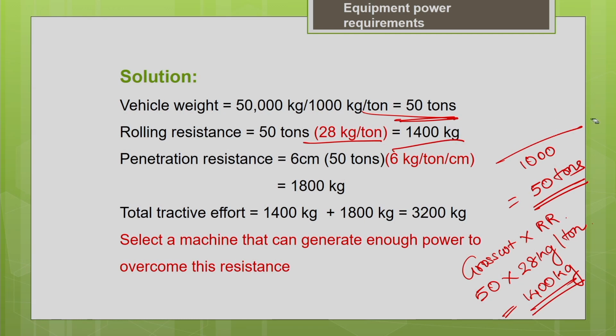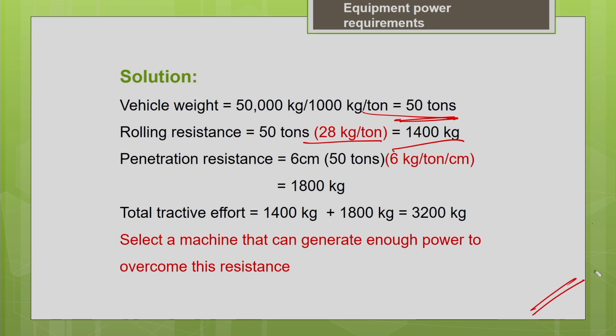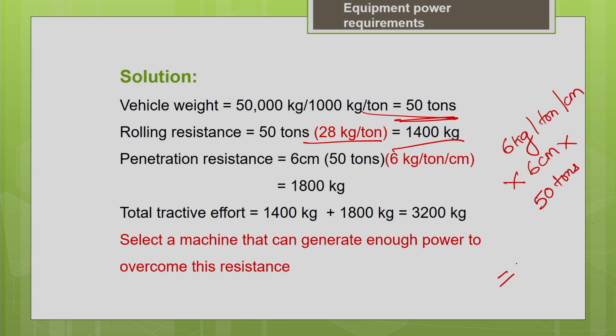So, 1400 kg is your rolling resistance. Now, we need to find the penetration resistance. It is given in the problem that the tire is sinking to a depth of 6 centimeters into the surface. You know that for each centimeter of penetration, the effort needed is 6 kg per ton per centimeter, right. So, you multiply that by the depth of penetration, which is 6 centimeters, and the gross weight of the machine, which is 50 tons. That gives you the penetration resistance as 1800 kg.